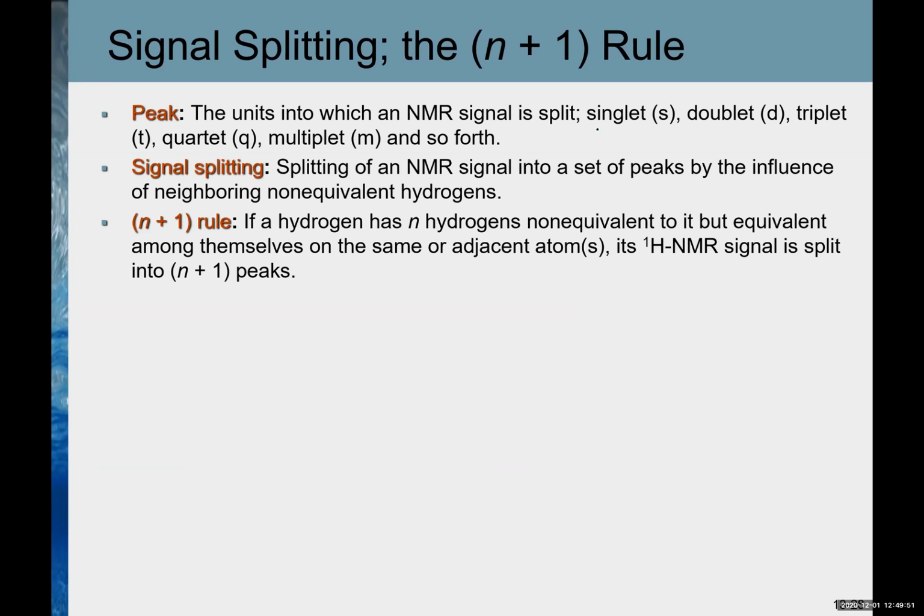So in NMR, signals may be singlet. Singlet means single peak, no splitting. Doublet means 2 peaks, or one splitting. Triplet, quartet, or multiplet, and so on. Why do they split? This splitting of NMR signal is a result of the influence of neighboring nuclei. And they follow the N+1 rule. So in simple words, what's the meaning of the N+1 rule?